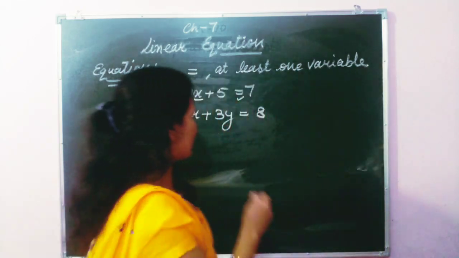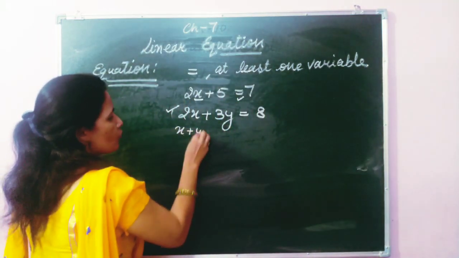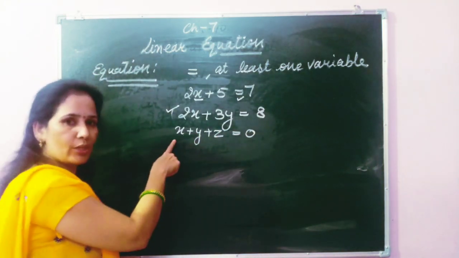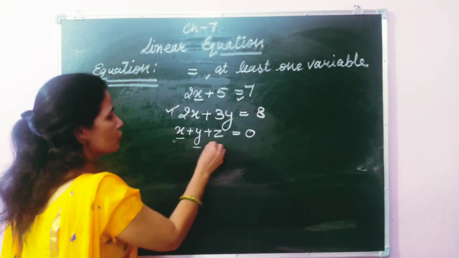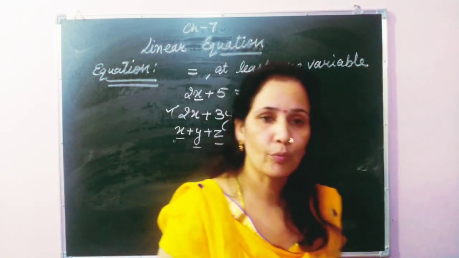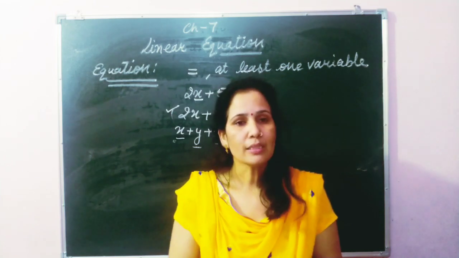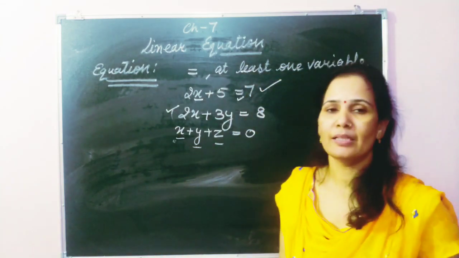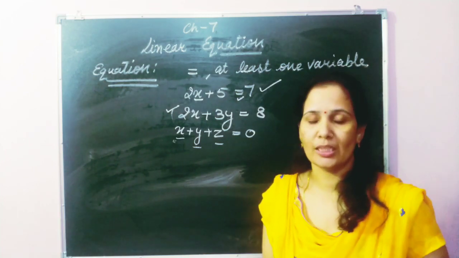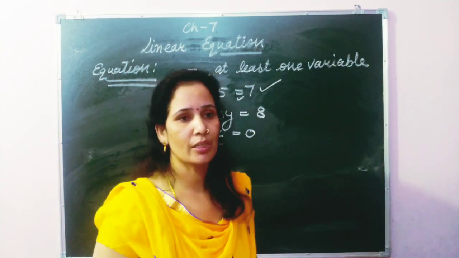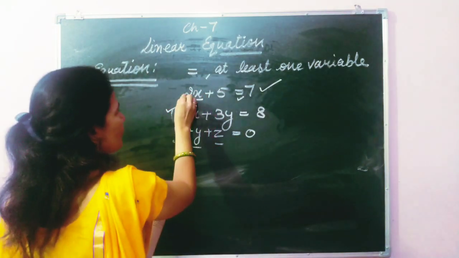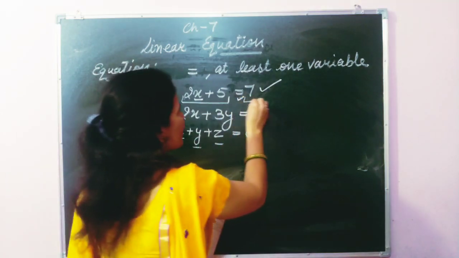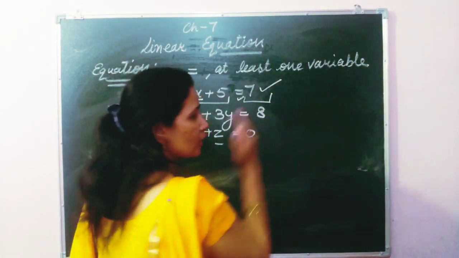Now another example, x plus y plus z equals 0. This is also an equation, but here we have used three variables. So this is an equation with three variables. So in this chapter, students, we discuss the equation with one variable, that is called our linear equation. In an equation there are two aspects. One is the left hand side, that means the left side of the equal sign. Another is the right hand side, that means the right side of the equal sign.